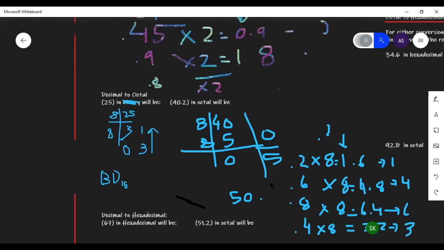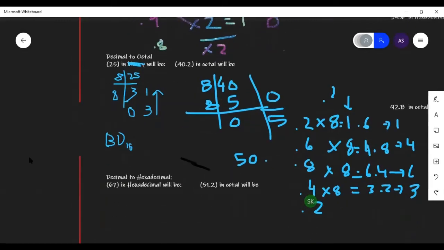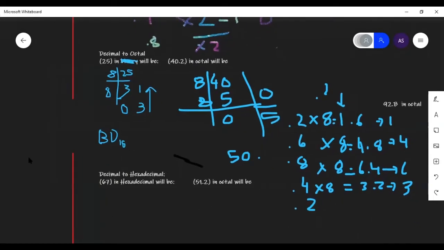We take 0.2, and then we're going to have a loop here, right? So it will keep repeating. It will be non-terminating. So we just take these 4 values here. So we get 0.1463. This is an approximate value.